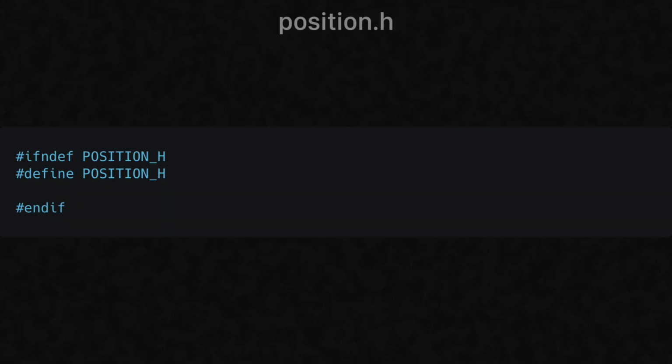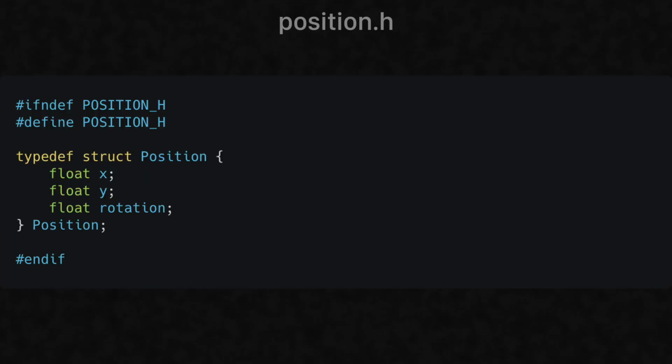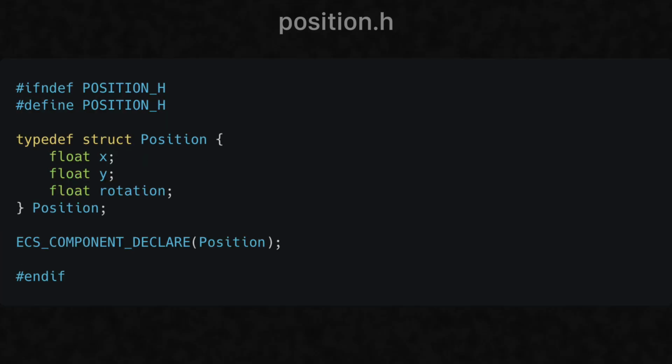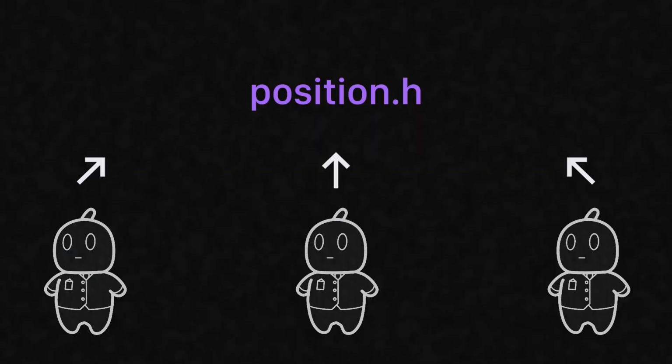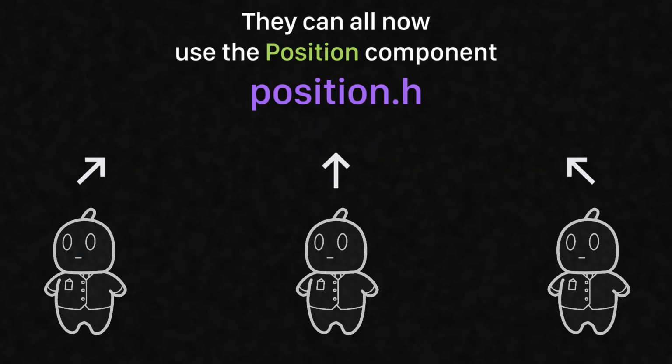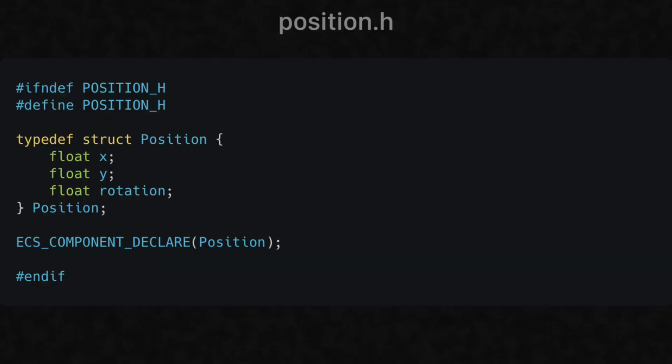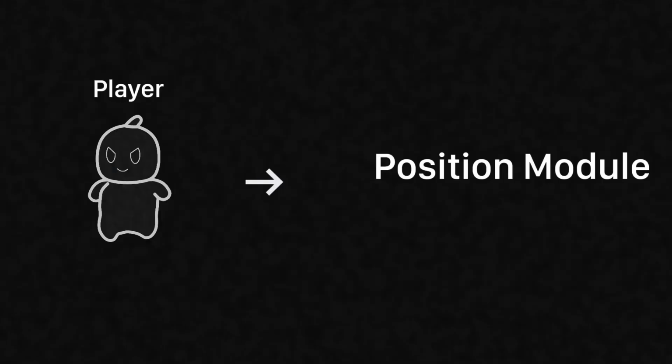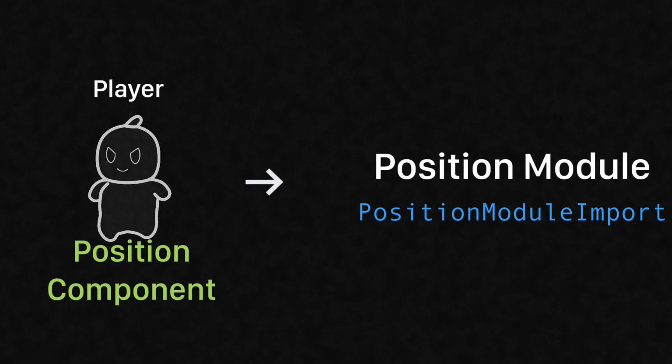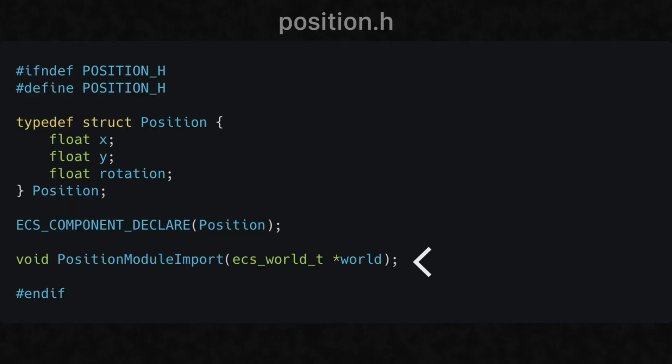Let's put the position component in here now as a struct. And below this, put ECS component declare and position. This will ensure that anything that imports the module will know that the position is a component. Finally, we have to have a way to import everything that we made in this file to our main file. So let's tell anything that imports this module that you can use this function to get everything from it. The naming convention for an import is a capital letter for the start of each word. You must also include import at the end. It's a requirement. That's it for the header file.